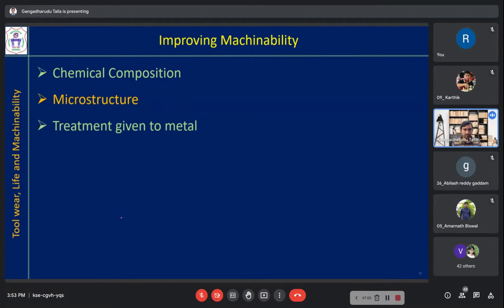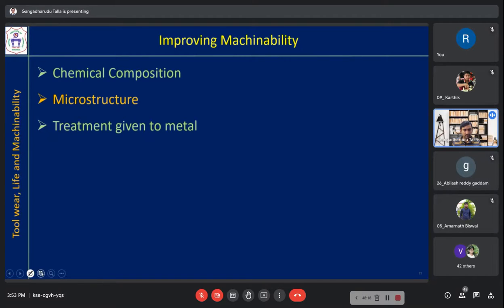Treatment given to the metal: whether you have done some heat treatment operation, or you have increased the toughness of the material or tool material, or whether you have softened the workpiece material. Whatever treatment you do, that will also improve the machinability.